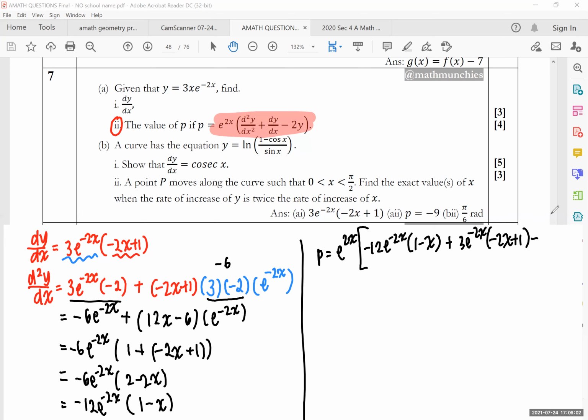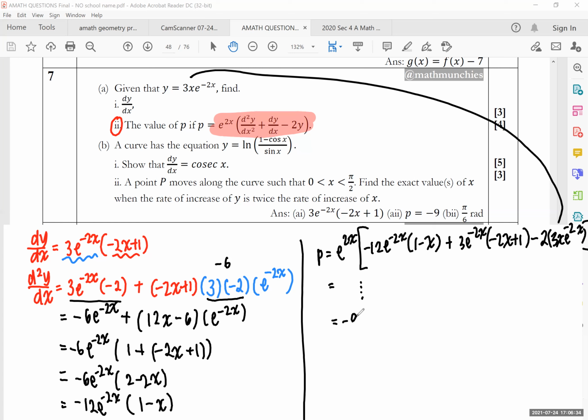Hello, guys. Minus away 2y. And do we have our 2y? Yes. Where do you get it from? The y equation. Yes. And what is it? 3x e to the power negative 2x. Okay. Then after that, go and simplify it. If you simplify and do your algebra correctly, for sure you will get negative 9.